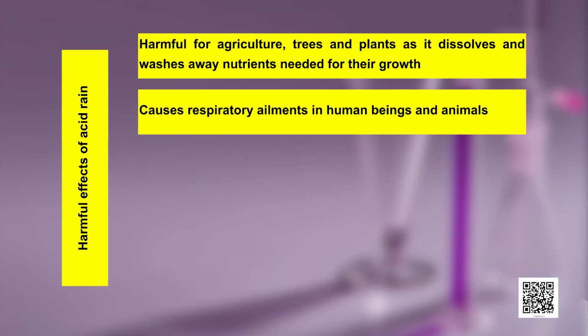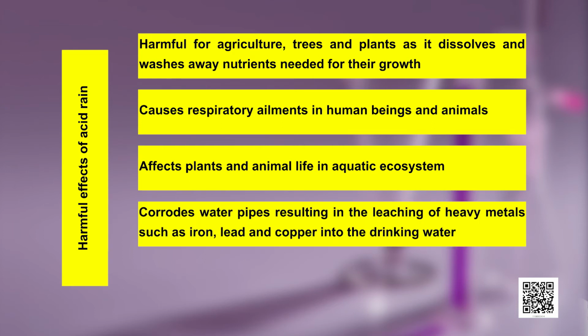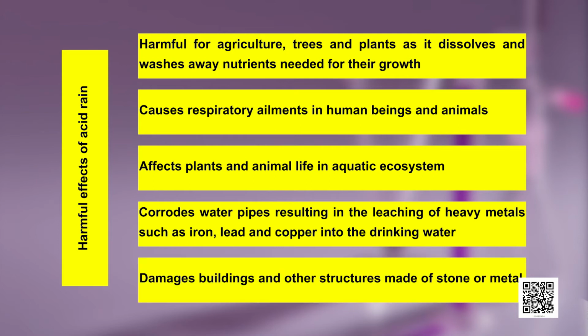Acid rain causes respiratory ailments in human beings and animals. When acid rain falls and flows as groundwater to reach rivers, lakes, etc., it affects plants and animal life in the aquatic ecosystem. Acid rain corrodes water pipes, resulting in the leaching of heavy metals such as iron, lead and copper into the drinking water as well. It damages buildings and other structures also made of stone or metal.